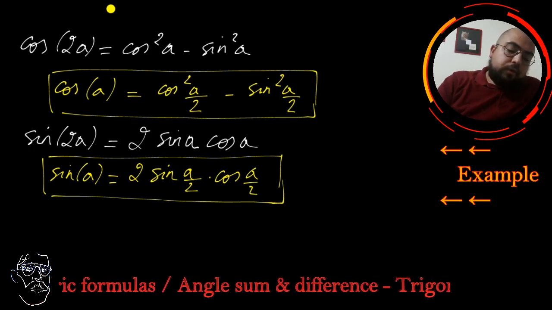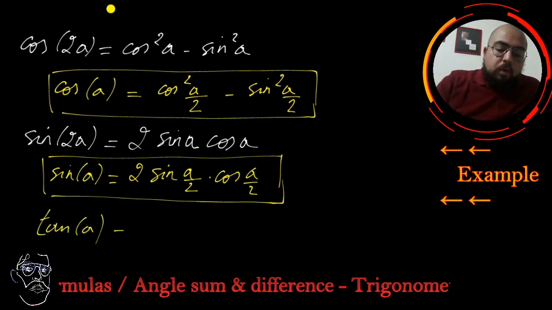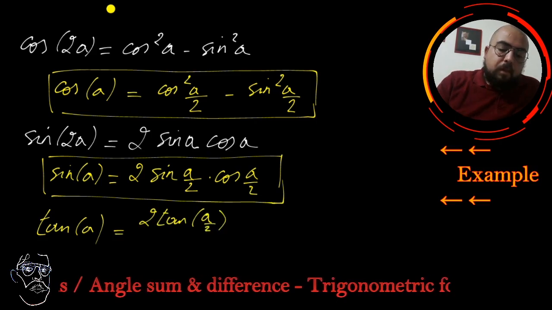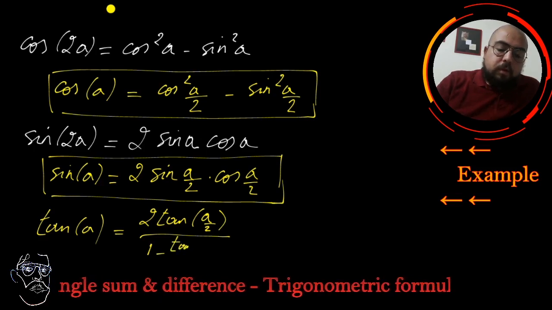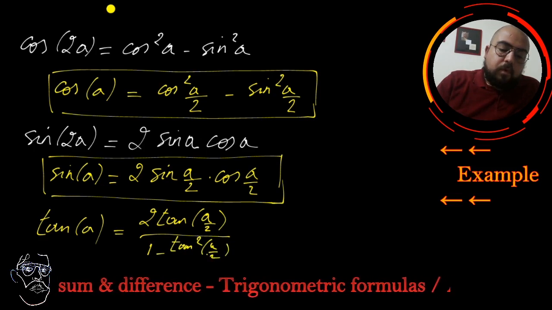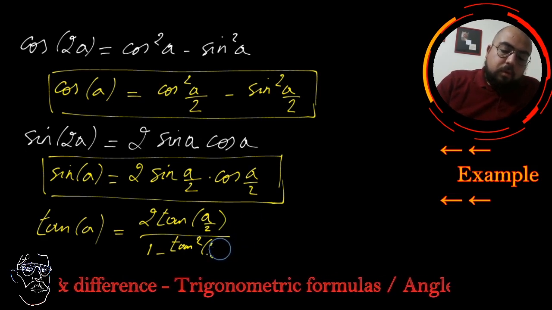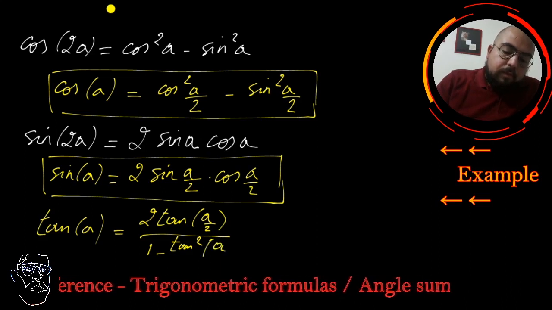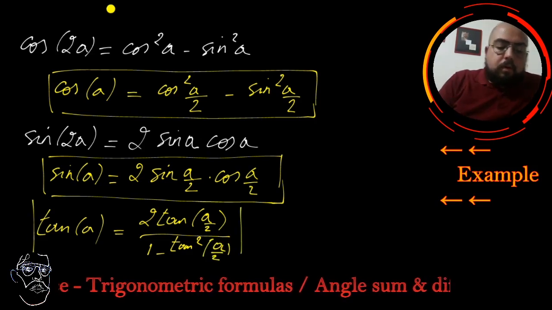And what about tangent of a? So tangent of a will be equal to 2 times tangent of a over 2 over 1 minus tangent squared of a over 2. Alright, so I'm going to simply write it down again. This formula, again, you can use it directly.